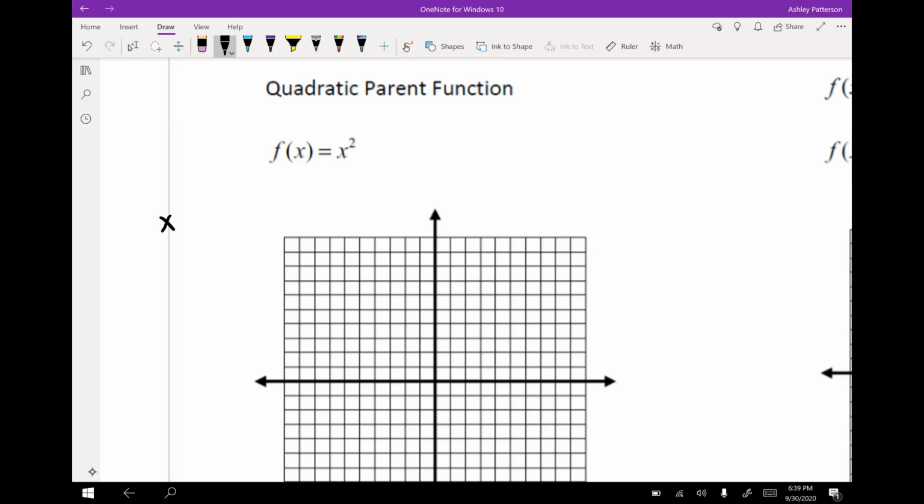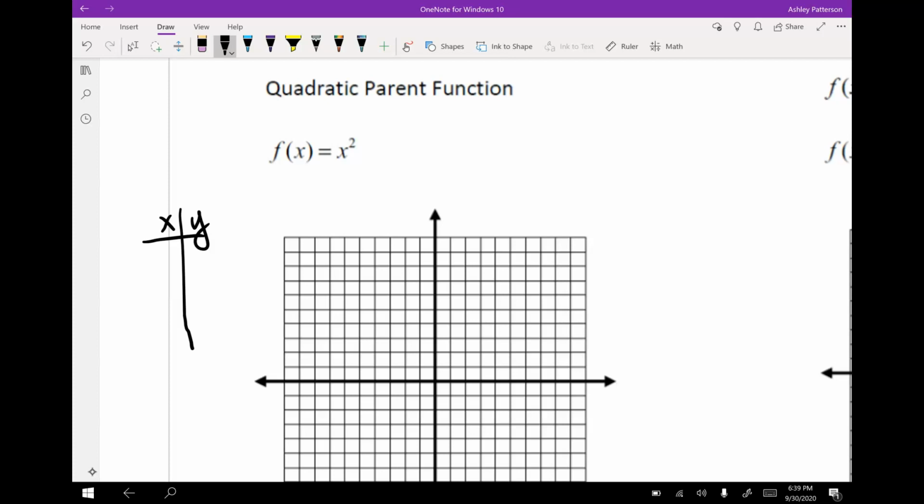For every parent function that we see from here on out, we're going to have a set of parent function points that we use to transform the function. And the reason these are so important is because every function has a specific shape. As we start to stretch, compress, shift, and reflect, that shape could get distorted. And so that's what these points help us to maintain.